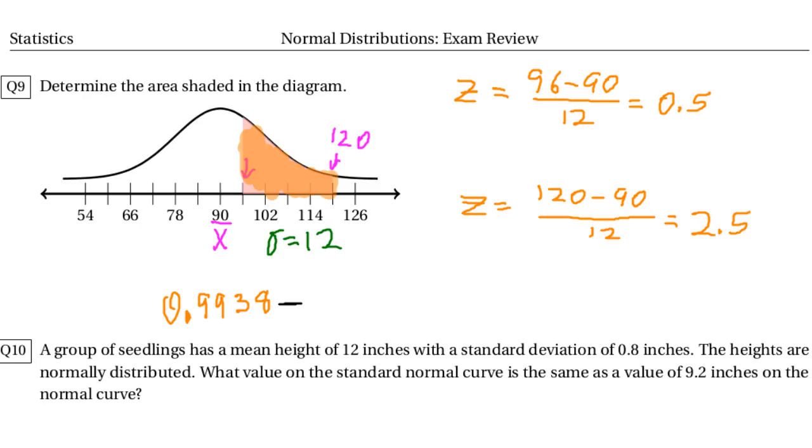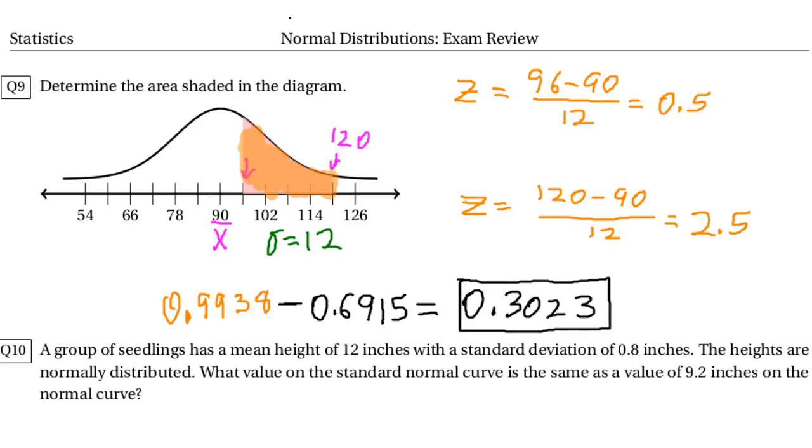So we're going to subtract from this 0.6915. Well, if I do all of that math here on the calculator, 0.9938 minus 0.6915, I get a grand total of 0.3023, and that would be my final answer. So as a reminder, whenever they give you this, if you're using the z-score table, you find the big area first, and then you are going to subtract the small area from it.